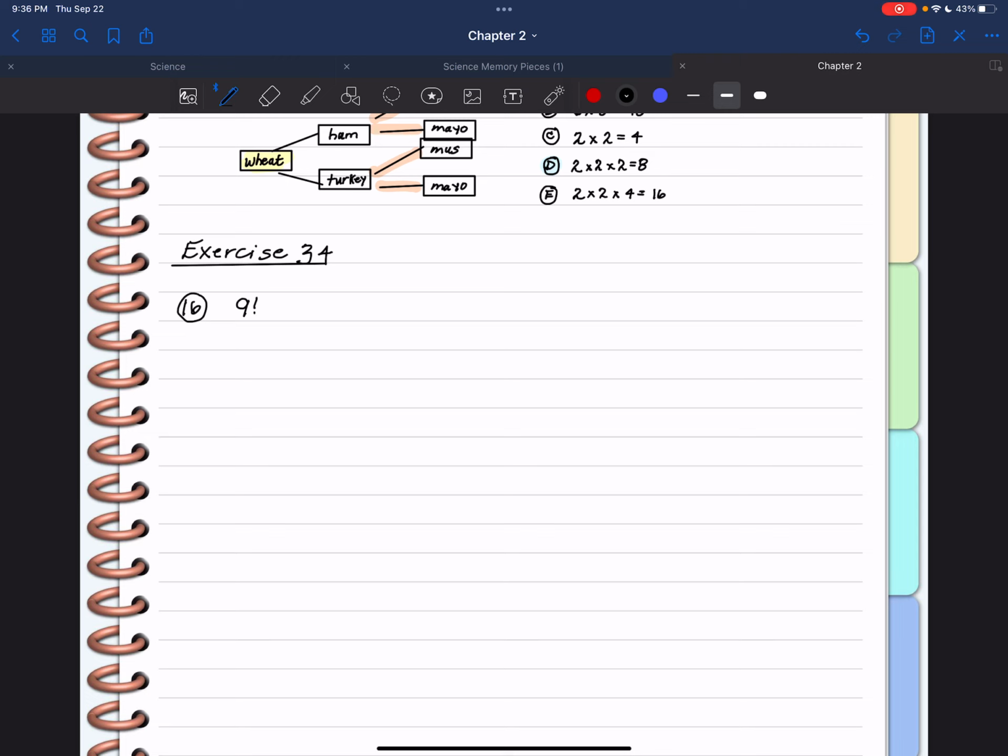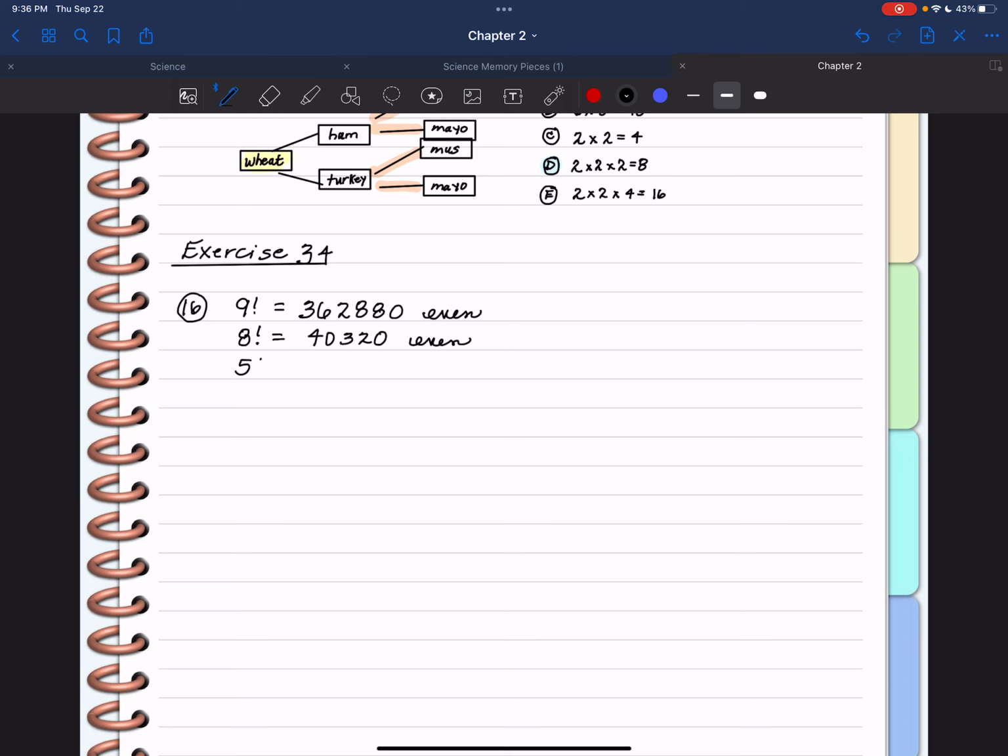Well, 9 factorial is huge. 362880. This one ends in 0. That's an even number. Even numbers are 0, 2, 4, 6, 8. So that one does not prove Tyler wrong. 8 factorial. 40,320. That's an even number, so that does not prove Tyler wrong.